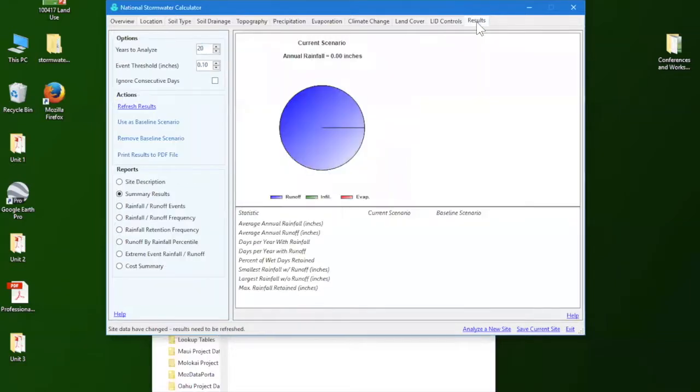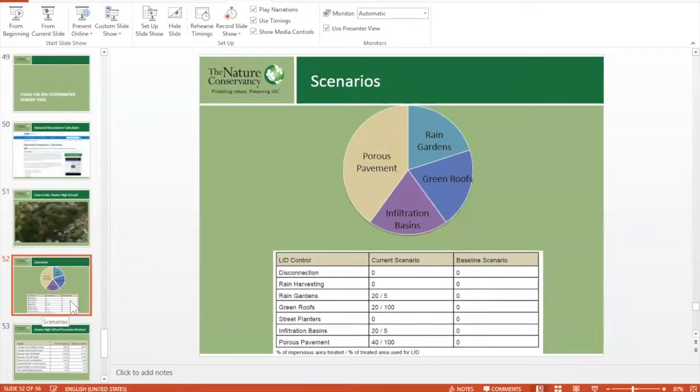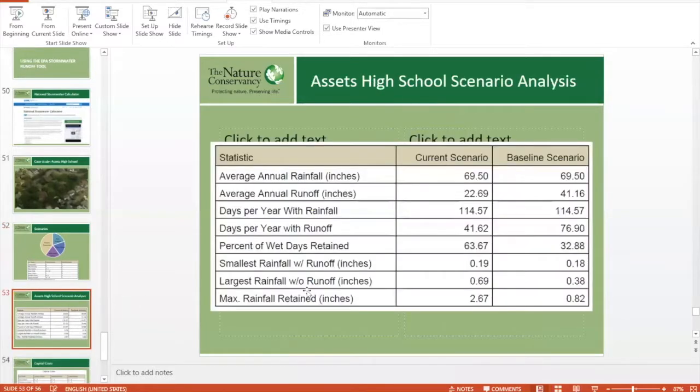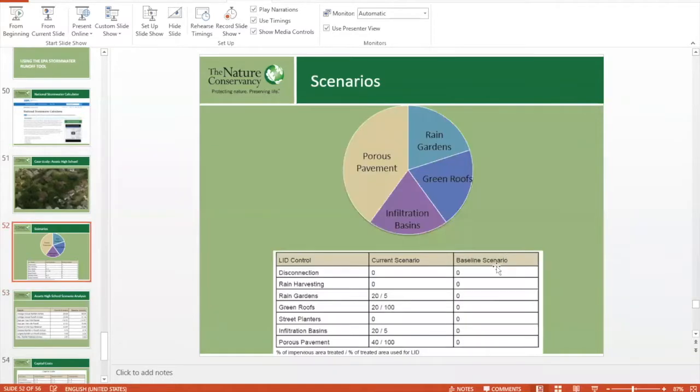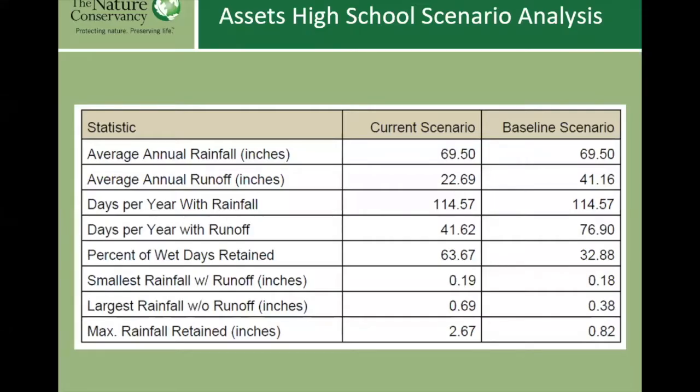And when it comes down to the results, let me show you back to here again, what this ends up looking like for the results, because I couldn't do everything live. I did my best. But it compares the baseline, which is no changes, with the current, which is those changes that I suggested, right? These scenarios where I added porous pavement, rain gardens, green roofs, and infiltration basins. So this is what's called current in this weird language. So the current scenario is when you're trying to model all those green infrastructure options. And then the baseline scenario is the original, what it is right now.